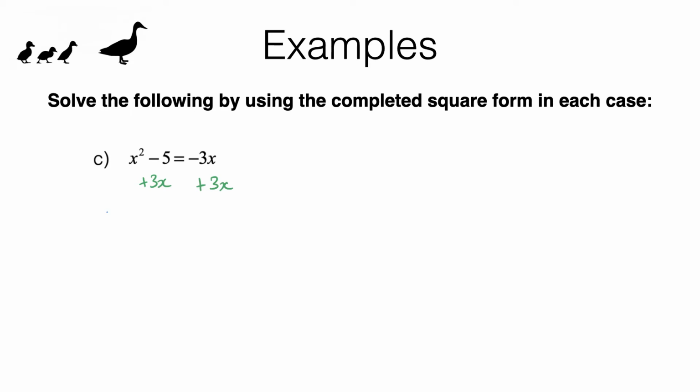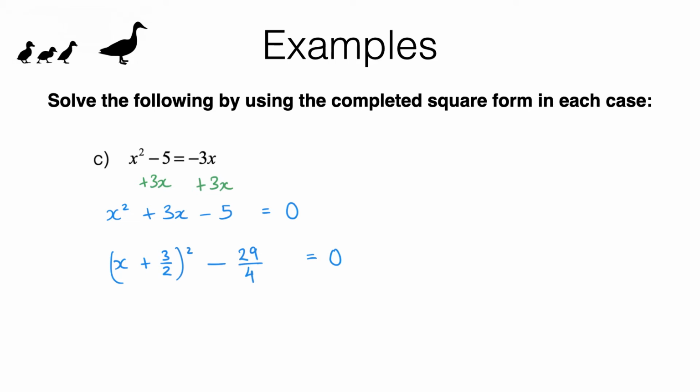That gives me x squared plus 3x minus 5 on the left and 0 on the right-hand side. Now I need to write the left-hand side in completed square form. I'm going to get (x plus 3 over 2) all squared minus 9 over 4 minus 5, and that equals 0. Now I can actually simplify this here. I can think of 5 as 20 over 4, and I can collect these together into minus 29 over 4.